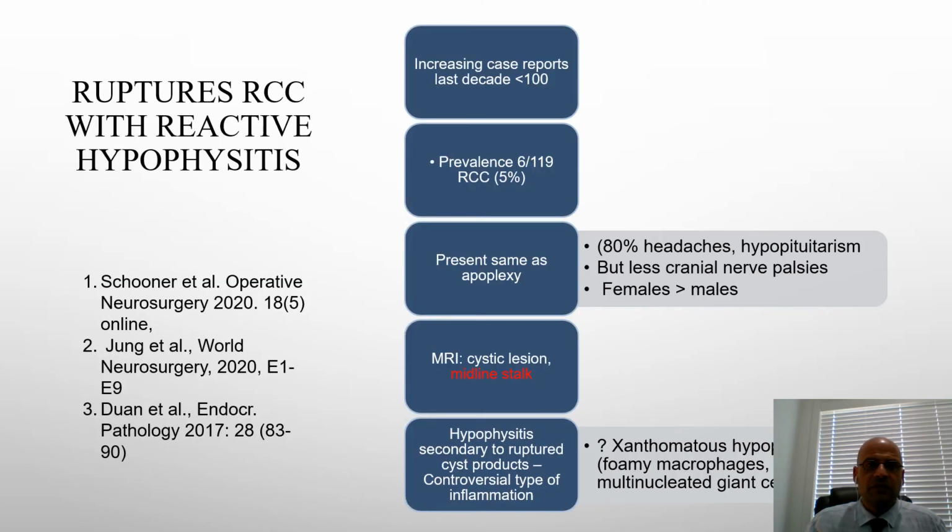So the diagnosis has changed after this event to ruptured Rathke cyst, which is not uncommon. It's well described, and it can present the same as apoplexy with severe headache and visual disturbances, and is more common in females. And in MRI, you would still find the stalk in the midline, unlike apoplexy, where the stalk tends to be pushed aside. And you could have all sorts of inflammatory cells, even xanthomatous or multinucleated.